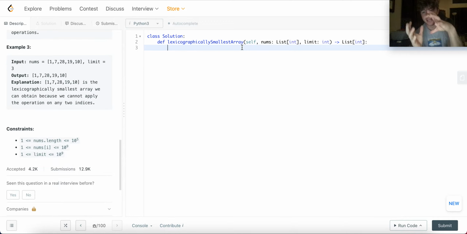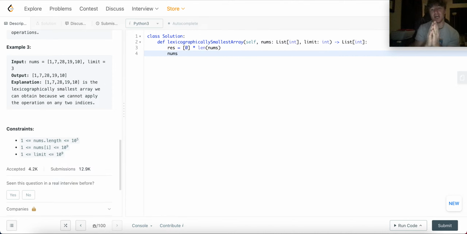Somehow embedded in that is something that relates to the submit button or something. Wouldn't that be hilarious? Okay, so we'll first create this res array. We'll say 0 times length of nums. Now the first thing I'm going to do is extend nums with infinity, that way we can push to the end.